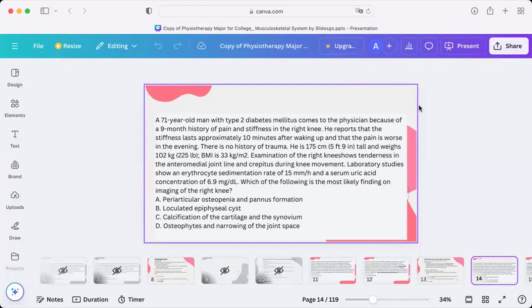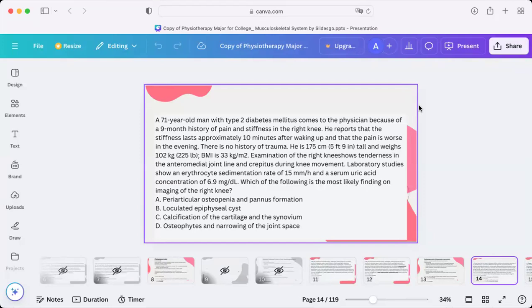We have a 71-year-old man with type 2 diabetes mellitus who comes to the physician because of a 9-month history of pain and stiffness in the right knee. He reports that the stiffness lasts approximately 10 minutes after waking up and the pain is worse in the evening. There is no history of trauma. He is 175 centimeters tall and weighs 102 kilograms. So he has an elevated BMI. Examination of the right knee shows tenderness in the anterior medial joint line and crepitus during knee movement. Laboratory studies show an erythrocyte sedimentation rate of 15, that's elevated, and a serum uric acid level of 6.9.